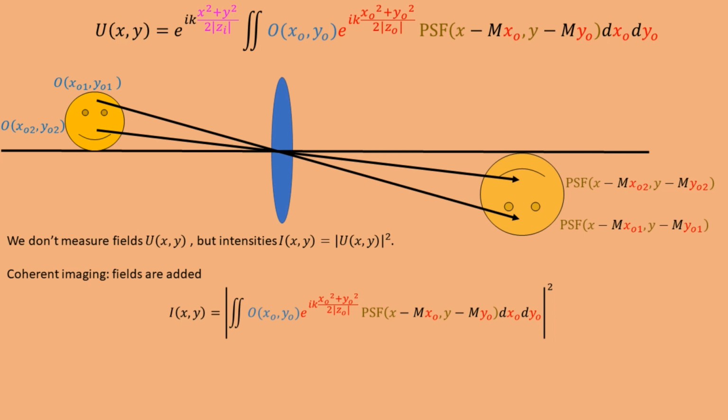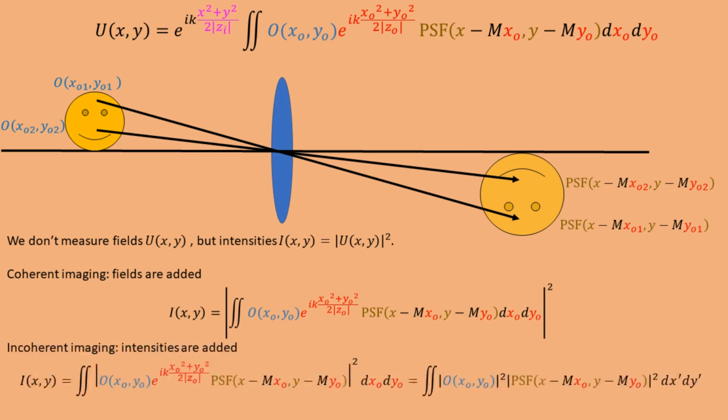In the case of incoherent imaging, the object is illuminated with incoherent light, such as sunlight. Now, there is no fixed phase difference between different point sources of the object, so there cannot be any interference between the PSFs in the image plane. In this case, we must add the intensity of each PSF separately to find the total intensity.